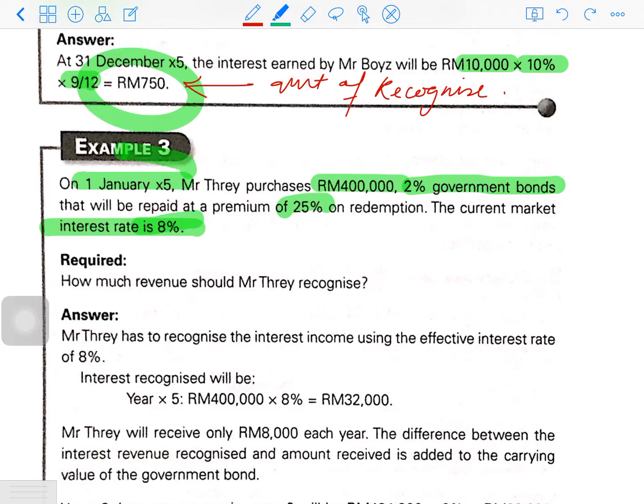The investment is on 1st January, right? 400,000, X5, 400,000, 8%. Okay, 8%, 1st January. So 1st January to December means 1 year, right? 1 year. So year 5 here, 400,000 times 8%, you get 32,000 for 1 year.